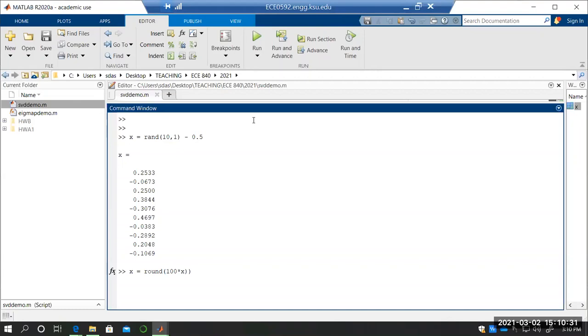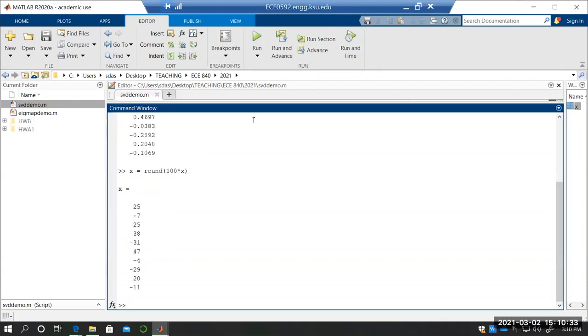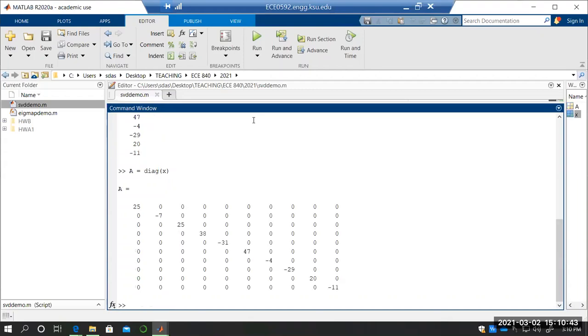For better visualization. Okay, now I do A equals diag x. So I create this diagonal matrix. Okay, now what's the L2 norm of this diagonal matrix? Any guesses?